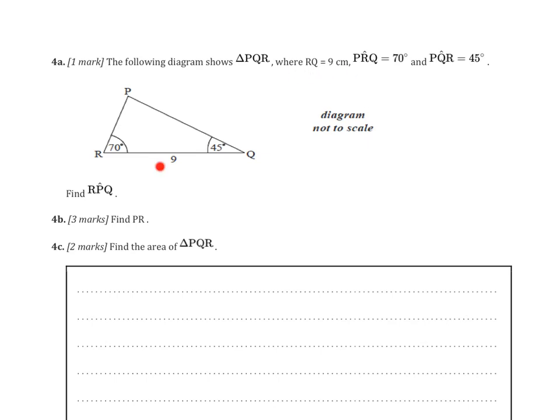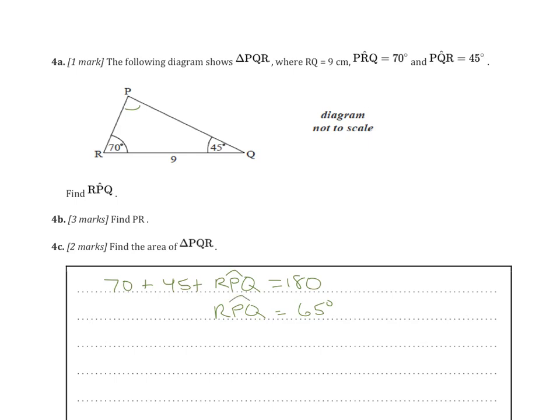So it says RQ equals 9, so they labeled that one. PRQ equals 70, they labeled that one. PQR equals 45, so they labeled all three. The first question asks us to find the remaining angle, RPQ. This one doesn't require anything fancy. It just requires us to remember that all three interior angles in a triangle should add up to 180. So 70 plus 45 plus angle RPQ should equal 180, and we can find it by subtracting. That leaves RPQ as 65 degrees.